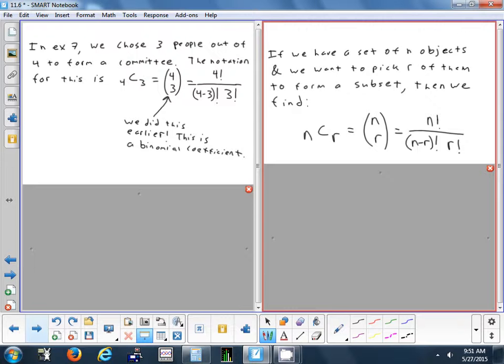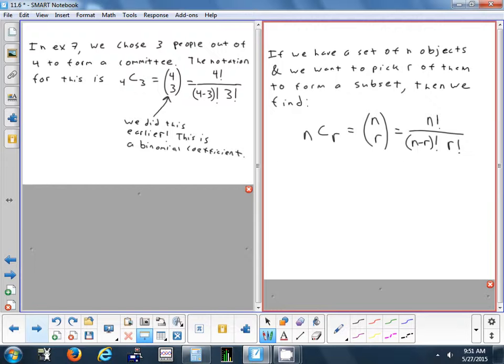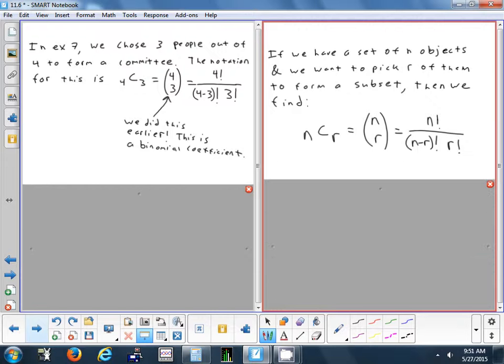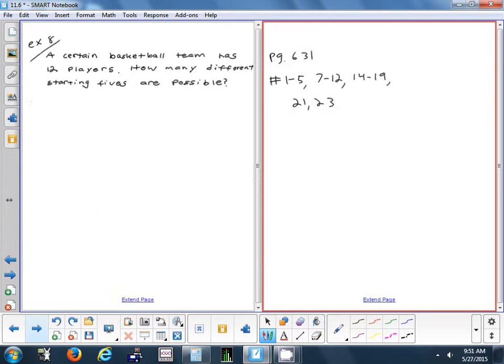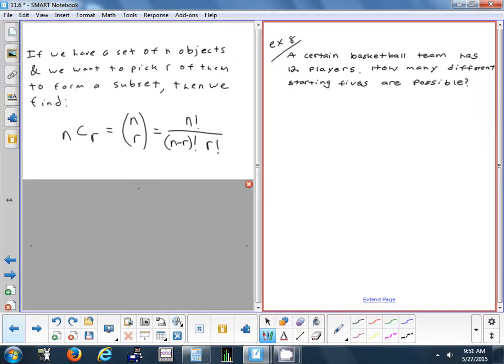Okay, so there's the formula we've had before. If you have n objects, you want to pick r at a time for a combination, it's n factorial over n minus r factorial, r factorial. This will be our last one. Okay, so we have a basketball team of 12 players. How many different starting 5 players could you have? And where the order of the starting players doesn't matter. That's the starting 5.